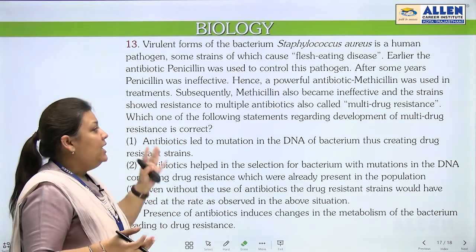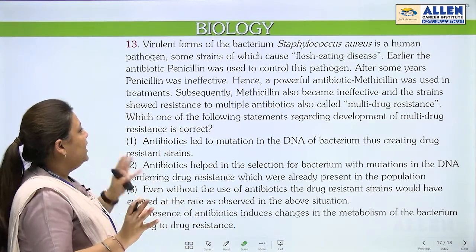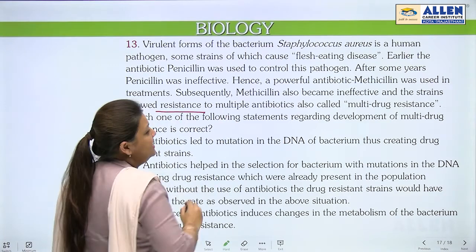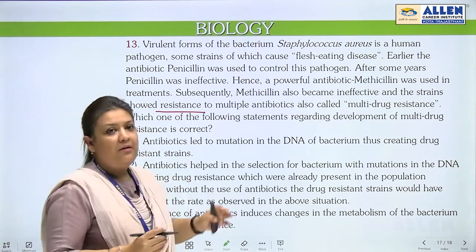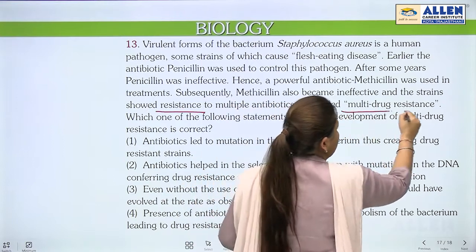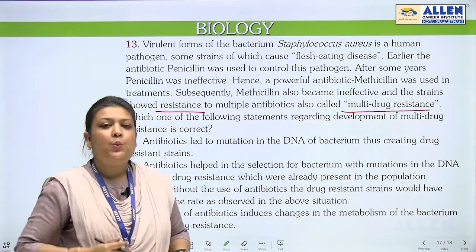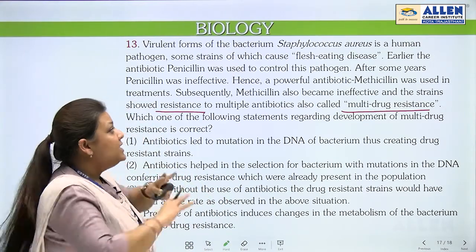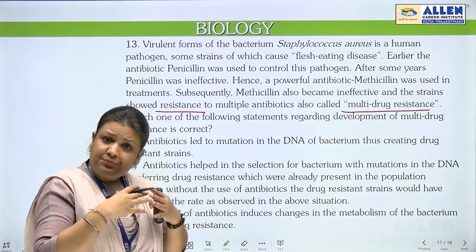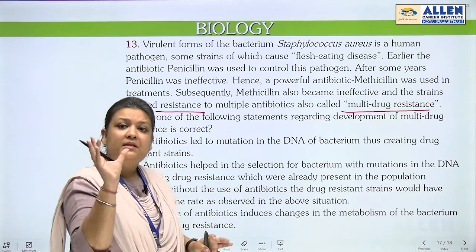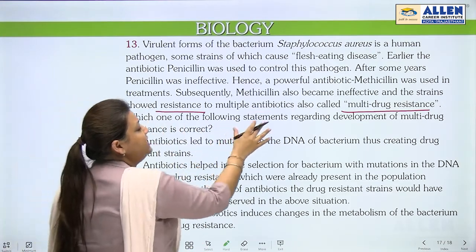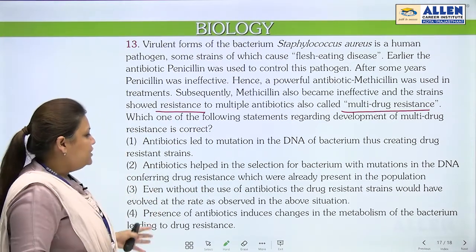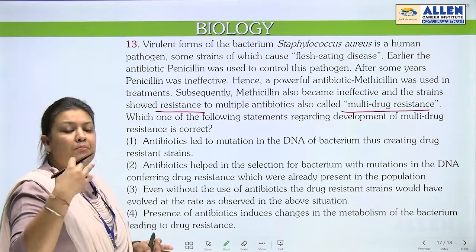Subsequently, methicillin also became ineffective and the strain showed resistance. So what is happening? These strains are showing resistance to multiple antibiotics, and this is termed multi-drug resistance. These strains have been treated with different types of antibiotics, and gradually developed resistance against multiple antibiotics. Now, which one of the following statements regarding development of multi-drug resistance is correct? We have to find, out of these four, the one statement which justifies multi-drug resistance.